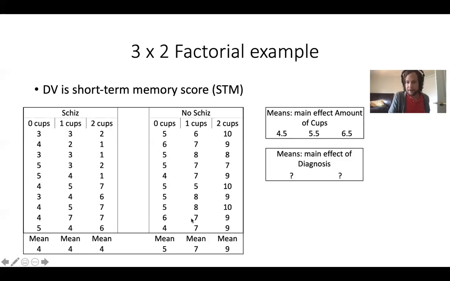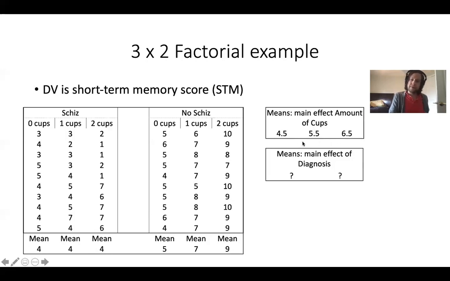That's 20 scores. Divide by 20. That would also give you 5.5. Finally, this number 6.5. 4 plus 9 equals 13. 13 divided by 2 equals 6.5. Or you could add up all 20 of the scores, divide by 20. That would also give you 6.5.